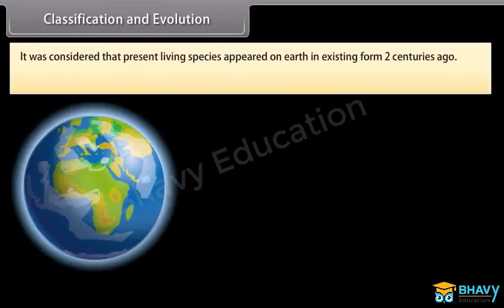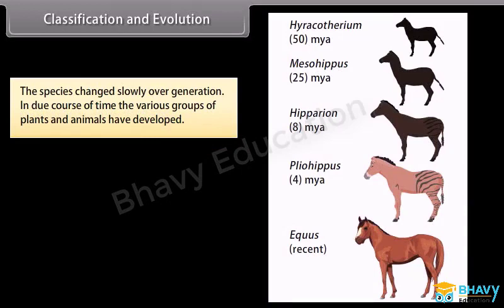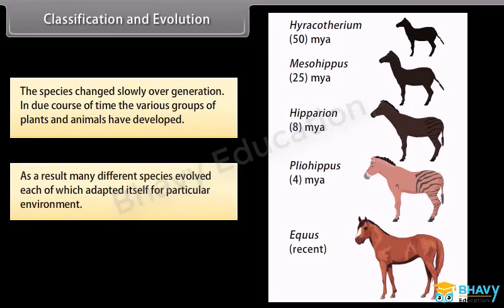Classification and evolution. It was considered that present living species appeared on Earth in their existing form from 2 centuries ago. We all know that the origin and diversity in species have been explained on the basis of evolution. The species changed slowly over generations. In due course of time, the various groups of plants and animals have developed. As a result, many different species evolved, each of which adapted itself for a particular environment.